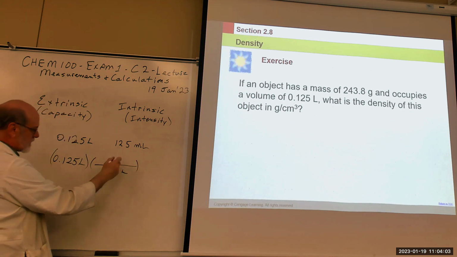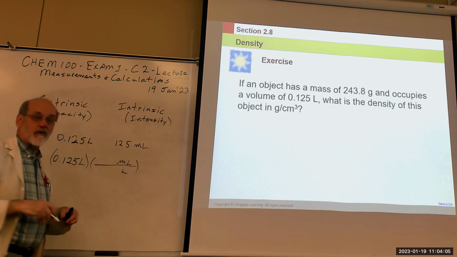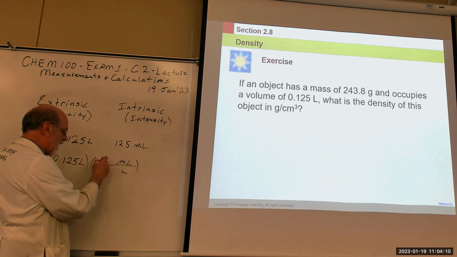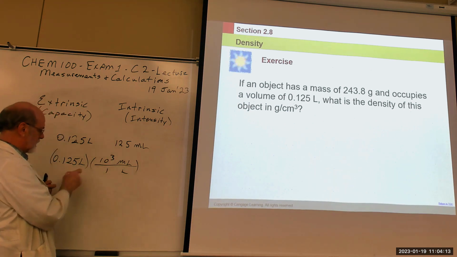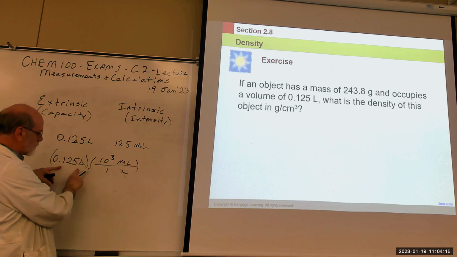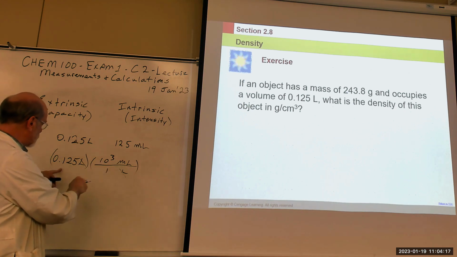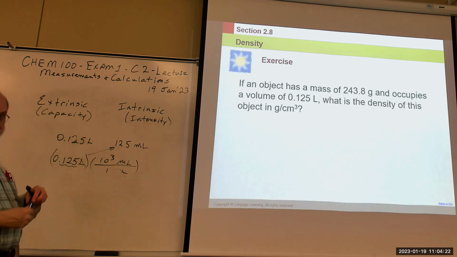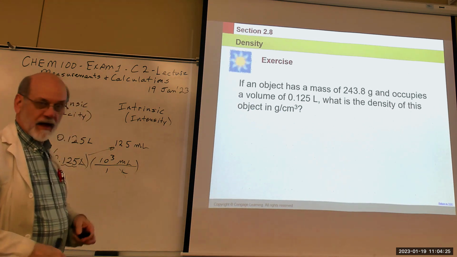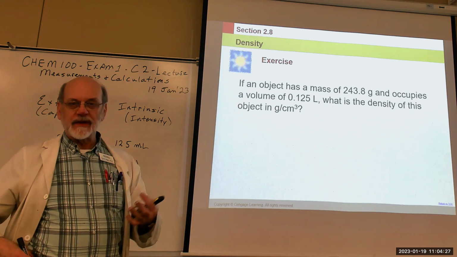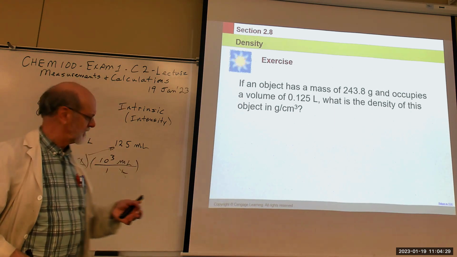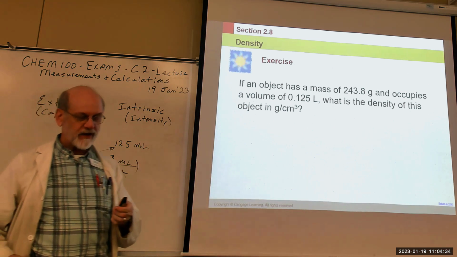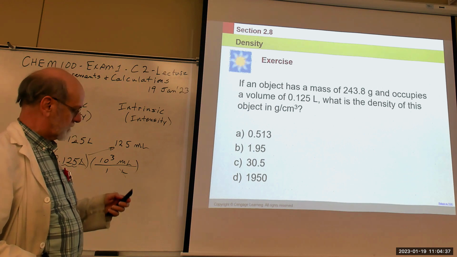We want to cancel liters and leave us with milliliters. Now what we have to say is how many milliliters are in a liter? That's our equivalence. Well, there are 1,000 milliliters in a liter. So the liters cancel. 0.125 times 10 to the third, or 1,000, moves the decimal place 1, 2, 3. There's your answer. Okay? But we're not done yet because we need cubic centimeters. But that's easy. Milliliters are cubic centimeters. So 125 cubic centimeters is the volume expression.